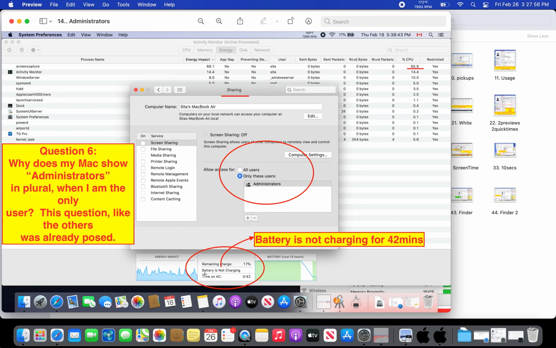Good. Do you know why battery is not charging? 42 minutes, battery is not charging? And this is what I'm doing. You can see here, screen capture is using 65.9% of CPU. You can see what's happening here. I am not certain why it's showing battery is not charging. Well, it hasn't been charging for 42 minutes. Okay, I move on.